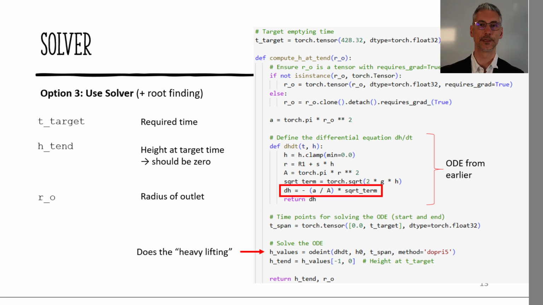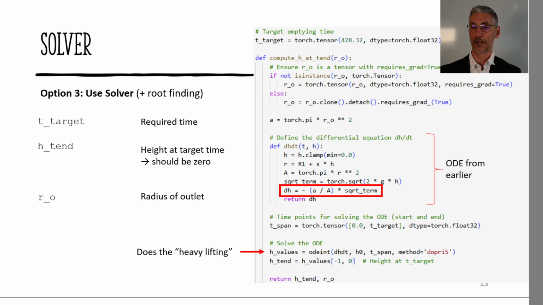That is essentially another Python package integrated with PyTorch, for example, that solves the differential equation for us, and then we use root finding methods like, for example, Newton's method. So here we have the relevant code on the right where t_target is our required time, or t_empty as we've seen it before. H at t_end is the height of the molten steel inside the truncated cone, the vessel, at the target time of 428 seconds, and of course this should be 0, and R0 is the radius of the outlet, this is what we want to optimize.